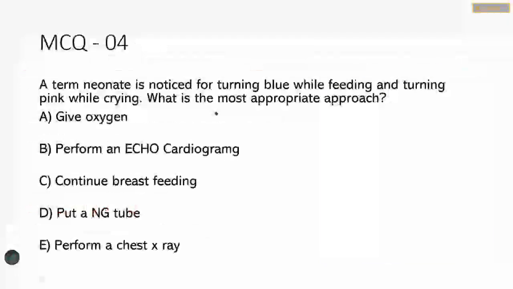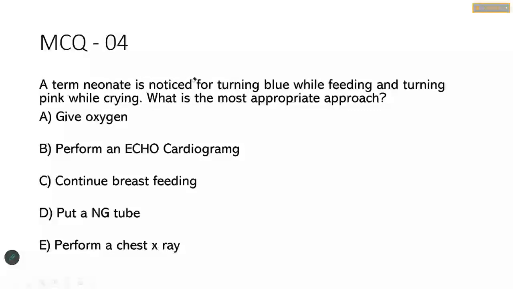So I think we can move to the next question. A term neonate is noticed to turn blue while feeding and turn pink while crying. What is the most appropriate approach? I think I haven't covered this topic in what we have taught. So we have to think through these kinds of questions, because such new questions can come.